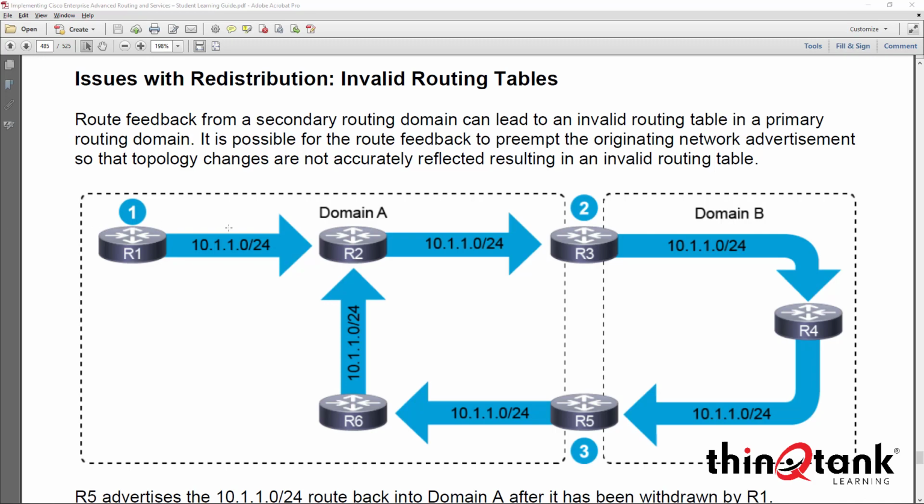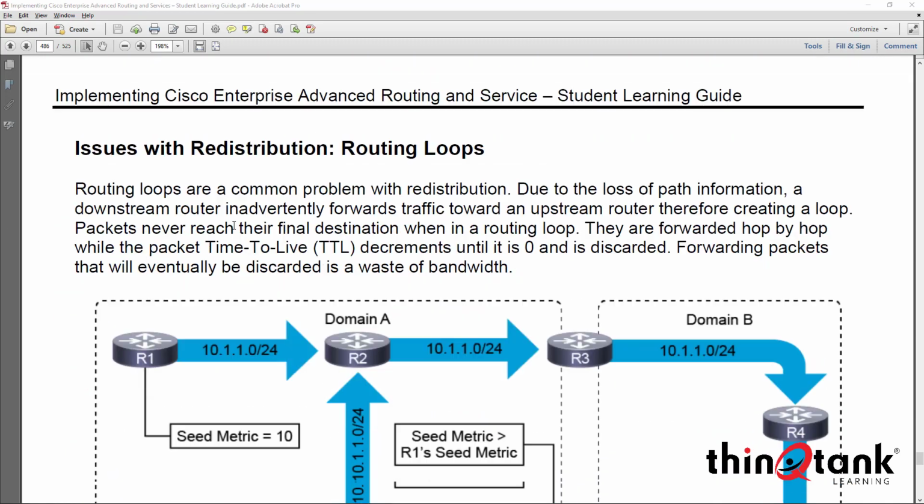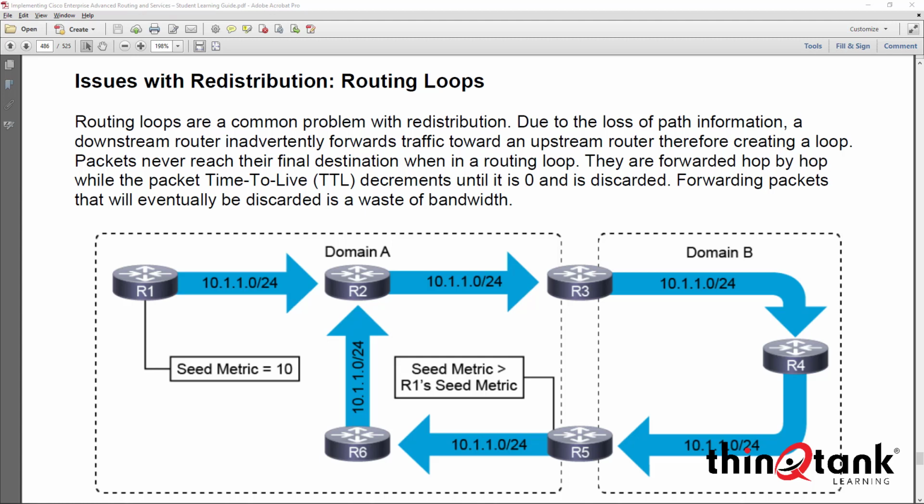All right. Another potential problem is routing loops, of course. Very similar to what we saw previously. Routing loops, especially if you have multi-point mutual redistribution, is a very, very common problem because we lose the overall path information, because we lose the original metric information. A downstream router might end up forwarding traffic to an upstream router and vice versa, which is going to create the loop in the topology, and then that packet will be processed through that loop until the time to live expires on that particular packet.